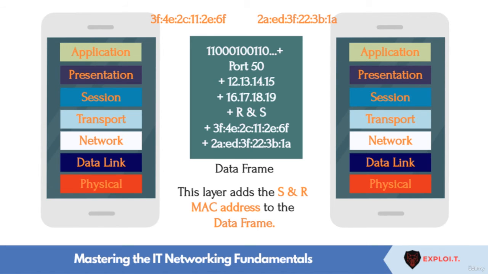So on the layer 2 or the data link layer, we have the MAC address. MAC addresses, or the layer 2 address, work on the data link layer. The data link layer adds the MAC address of the sender as well as the MAC address of the receiver to the data frame.